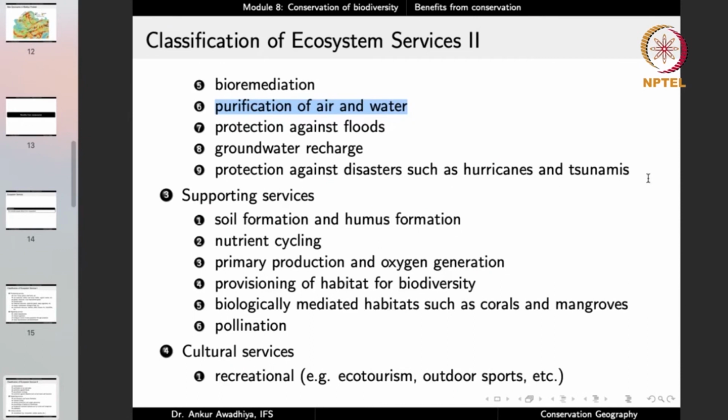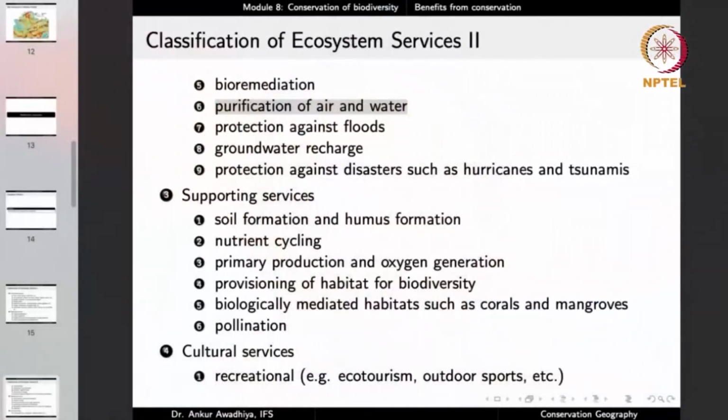They also protect against disasters such as hurricanes and tsunamis by acting as a physical barrier against the impacts of hurricanes and tsunamis. So they act very much like a storm surge barrier, like a sea wall, and when there is a tsunami, then water cannot rush inside because the wall of trees can protect the coastal areas against these waters.